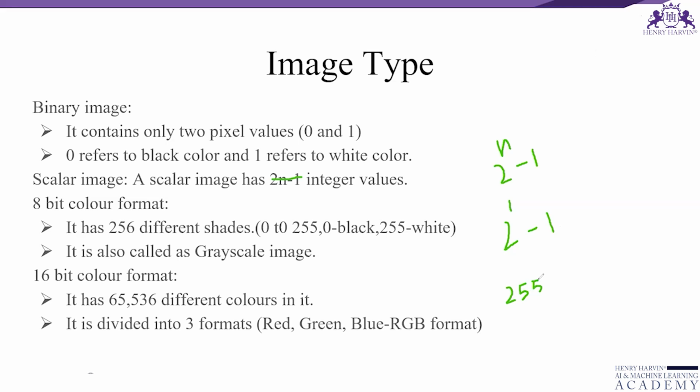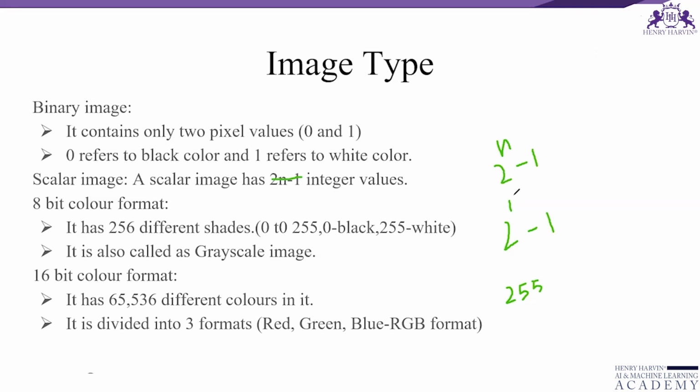So what is this 8? So that we have to understand, right? So 8 stands for the bits, right? So if it is 1 bit, it is binary image 0 and 1, right? Fine. So when we talk about 8-bit color format, it has 256 different shades. So 0 to 255, out of which 0 is black and 255 is white. It is also called a grayscale image.